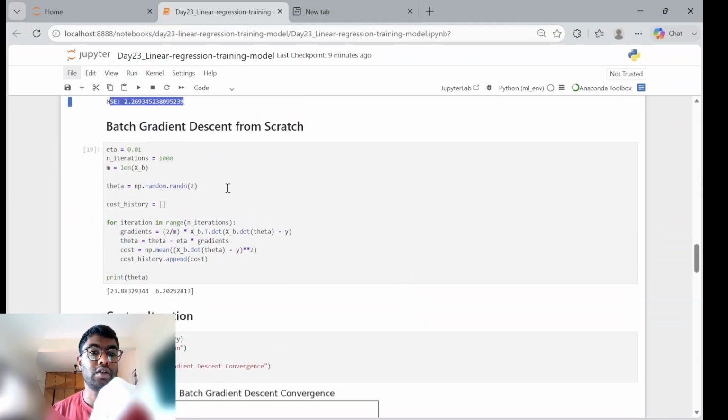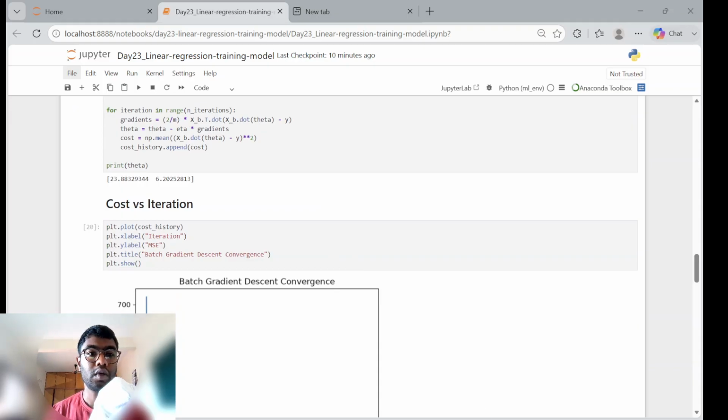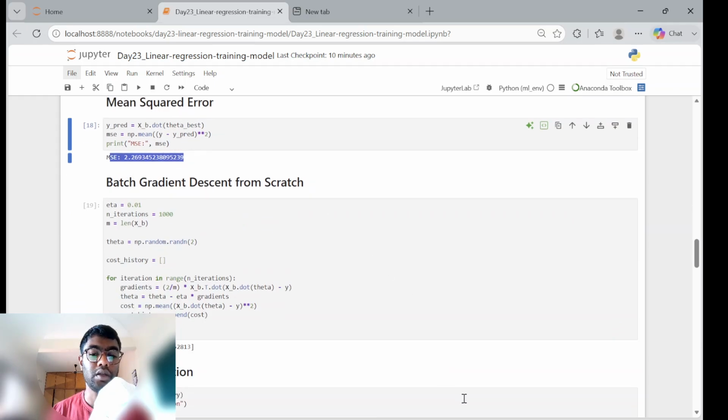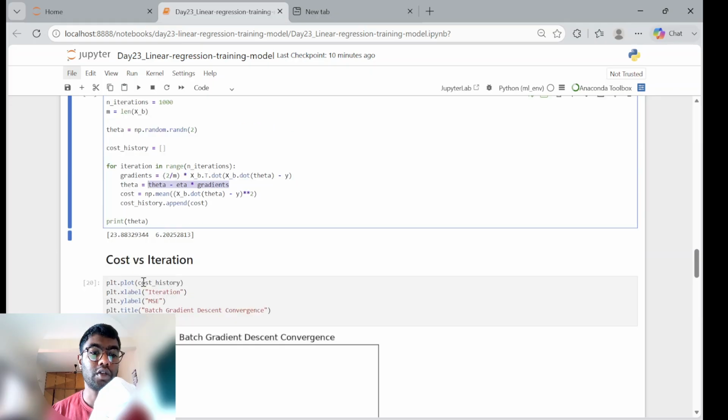Next is batch gradient descent, another technique where we are going to be dealing with batches of data instead of trying to fit all the data at once, and that's when we are also going to have eta and the number of iterations, to go through multiple iterations. So this is a formula to look at batch gradient computation. So, cost versus iteration.